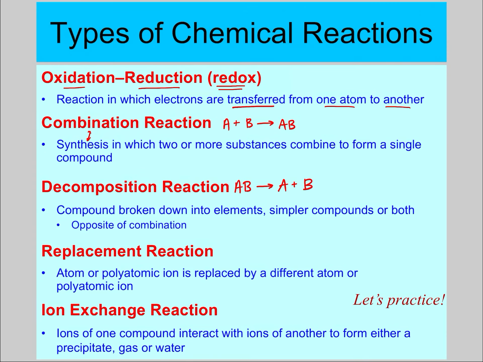A replacement reaction is going to be an atom or a polyatomic, which is many ions, being replaced by a different atom or polyatomic. And we have 2 different kinds. We're going to have a single replacement, and it's kind of like changing dance partners. So A and B are dancing, and then C comes along and cuts in, and now A and C are dancing, and B is by itself.